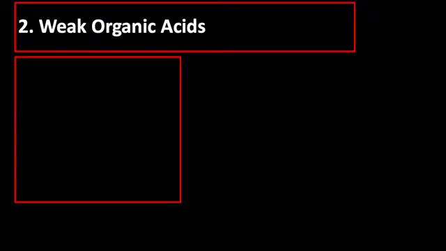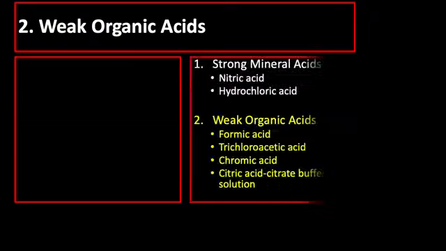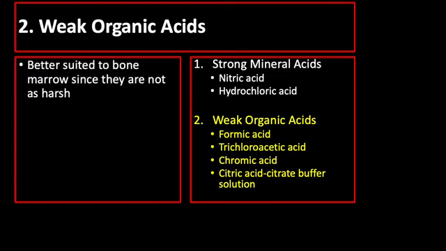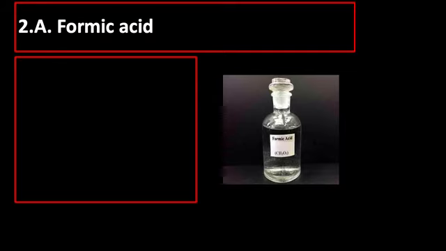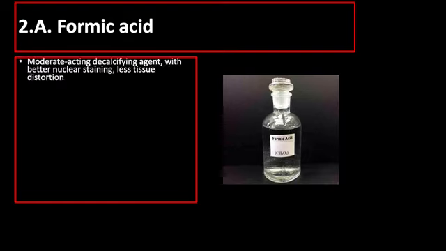So the next type of decalcifying agent is weak organic acids, which are better suited to bone marrow since they are not as harsh. However, they act more slowly on dense cortical bone. So the first weak acid used for decalcification is formic acid, which is a moderate acting decalcifying agent which produces better nuclear staining with less tissue distortion and is safer to handle than nitric acid or hydrochloric acid.